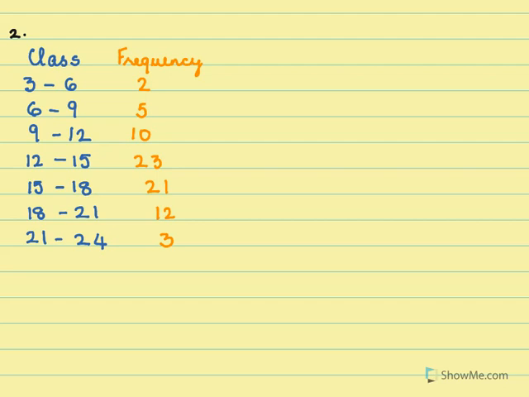Now for the second sum, the class and the frequency are given. The first thing is to find the modal class. And you know, the modal class is the one having the highest frequency. Here 23 is the highest frequency. So the modal class is 12 to 15. This is your modal class. So we write here modal class 12 to 15.